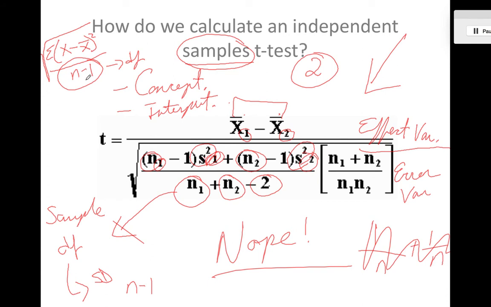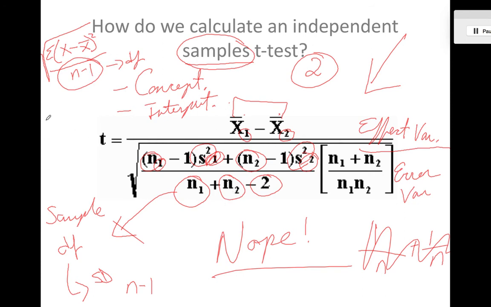So for the smokers, we took n minus 1. For the non-smokers, we also took n minus 1. So in other words, essentially what the denominator of this portion of the formula is telling you to do is, look, you're going to take n minus 1 for smokers, n minus 1 for non-smokers.